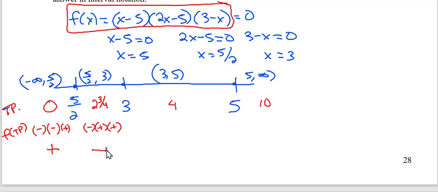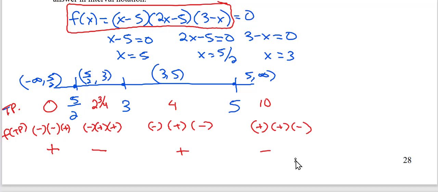And we continue with this. Plugging in the 4, we have a negative times a positive times a negative, which gives me a positive. Plugging in the 10, I have a positive, and a negative. 3 minus 10 is negative. So that's negative.